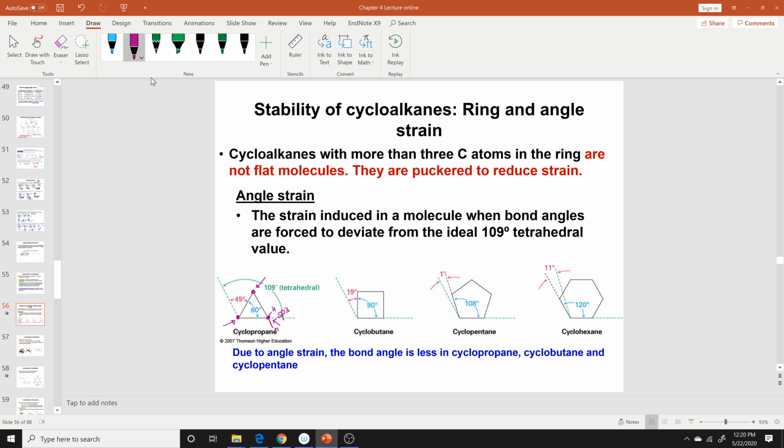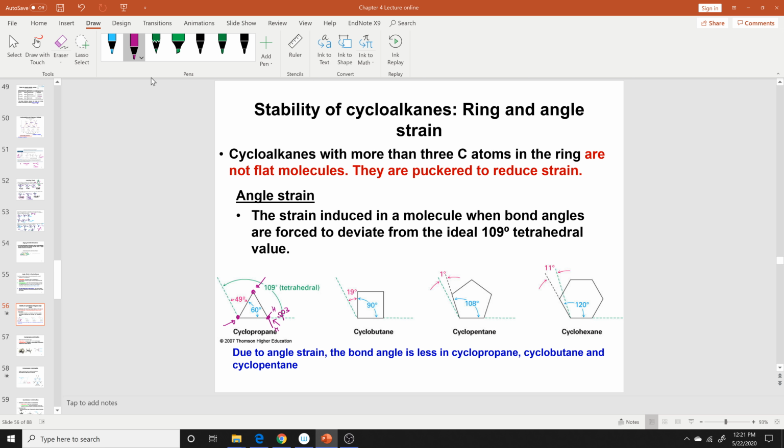So it is basically compressed 49 degrees in order to reach that 60 degrees. So imagine the angle strain that cyclopropane undergoes. Cyclopropane undergoes a lot of angle strain because it is hugely deviated from the 109.5. Now, with respect to cyclobutane, it should have a bond angle of 109.5, but in reality it has a bond angle of 90 degrees. So it's deviated. The bonds are compressed.